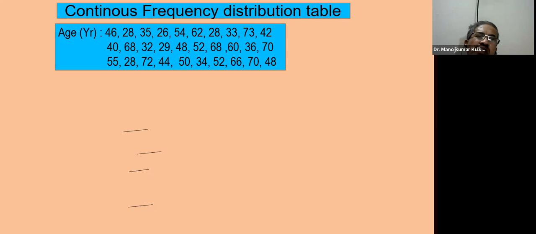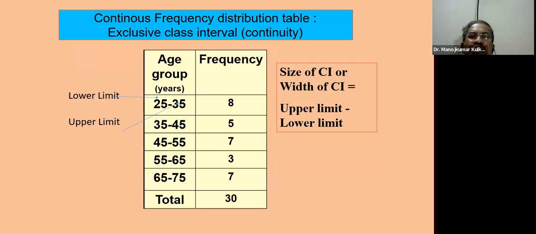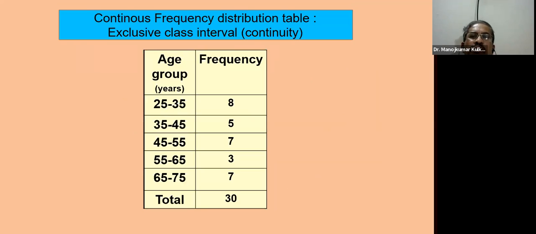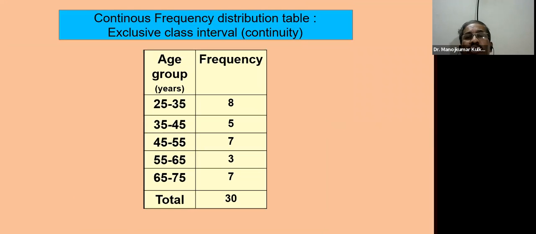When we have a continuous variable like this, we categorize the values into groups. That is what we call a class interval. This is a particular type of continuous frequency distribution. This is a typical continuous frequency distribution table, where the given values are bracketed into groups called class intervals. Our data has a minimum value of 26 and a maximum of 74. So accordingly, we prepare class intervals, groups like 25 to 35, 35 to 45, 45 to 55, etc.